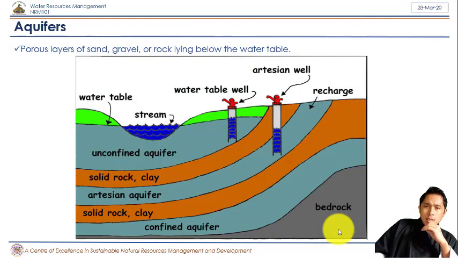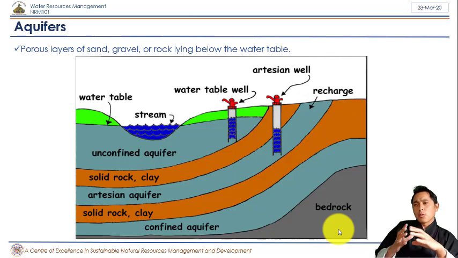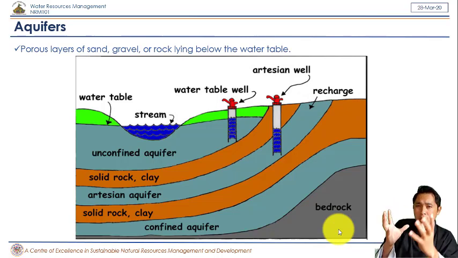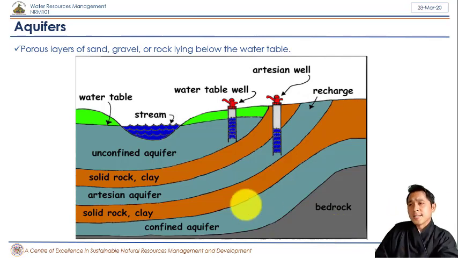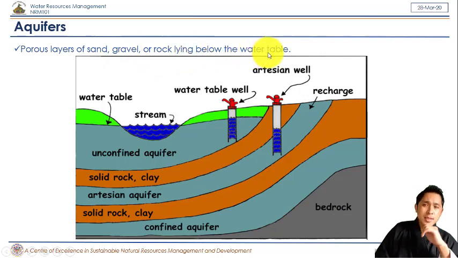So basically, aquifers are rocks which are porous, meaning they have spaces between the rock cavities, cracks and crevices. They are porous layers of sand, gravel, or rock lying below the water table. So just below the water table, if these kinds of rocks are found accumulating lots of water, then that's what an aquifer is all about.